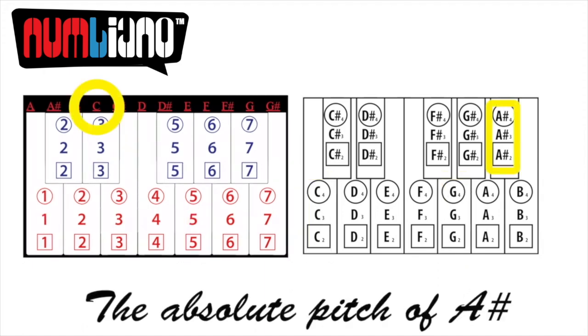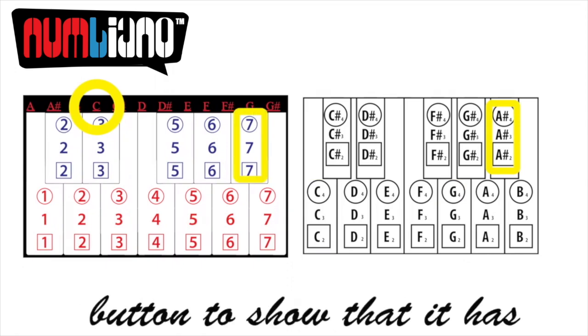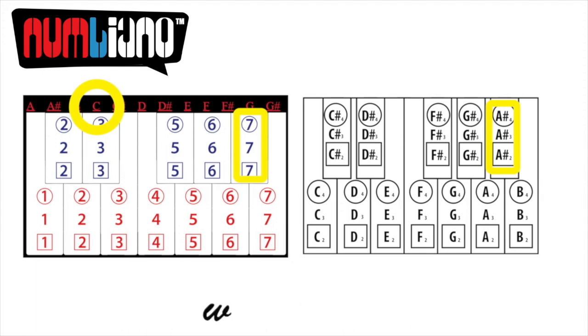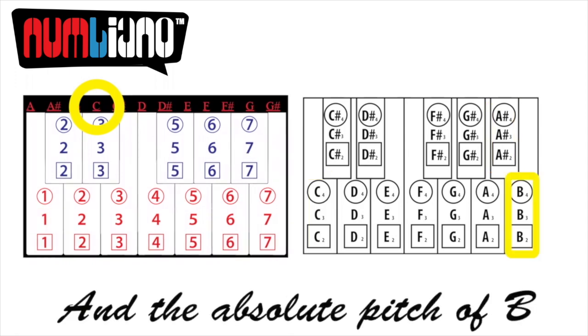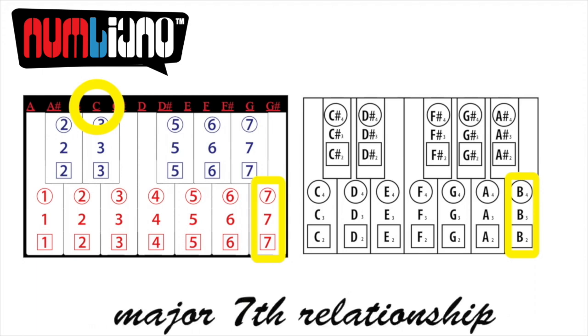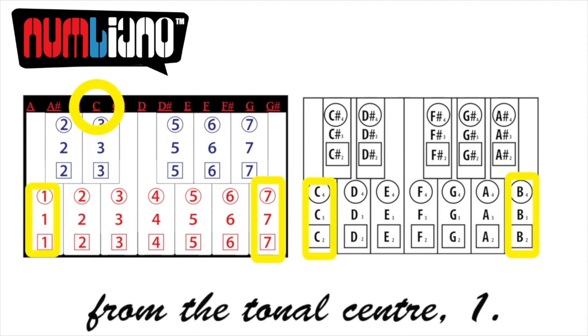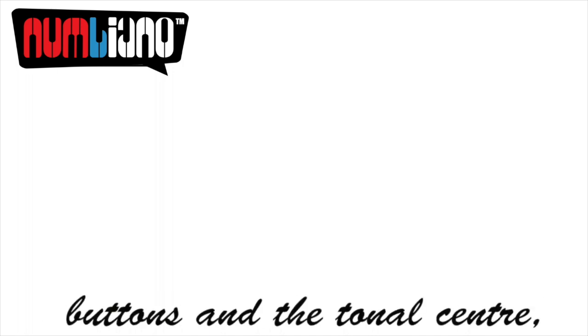The absolute pitch of A sharp is given the blue 7 button, to show that it has a minor seventh relationship with the 1. And the absolute pitch of B is given the red 7 button to show that it has a major seventh relationship with the tonal centre 1. Here are the 12 possible relationships between all of the buttons and the tonal centre red 1.